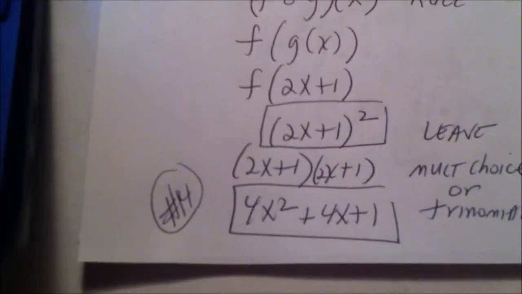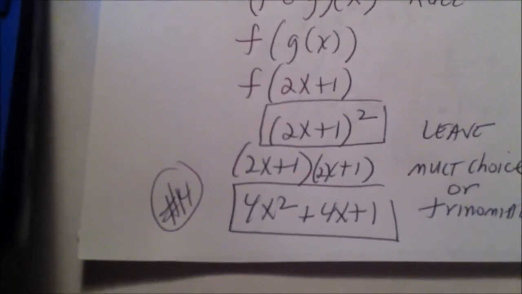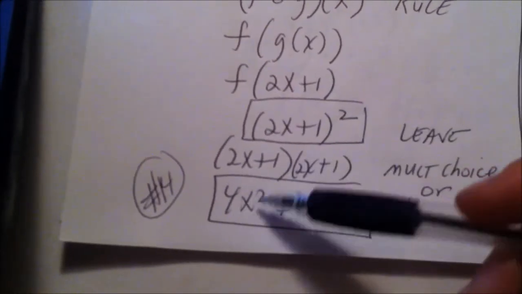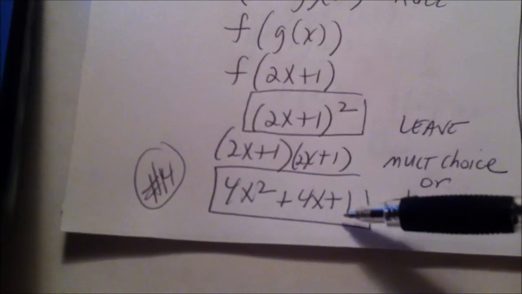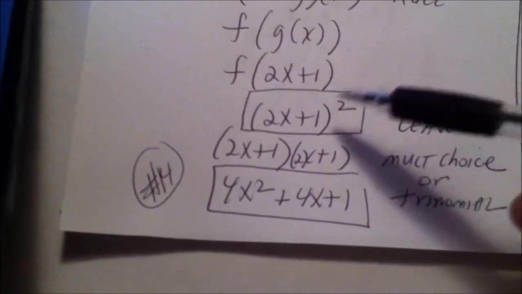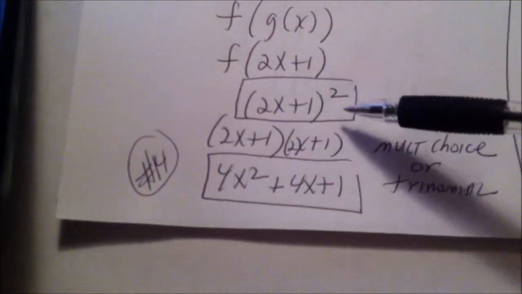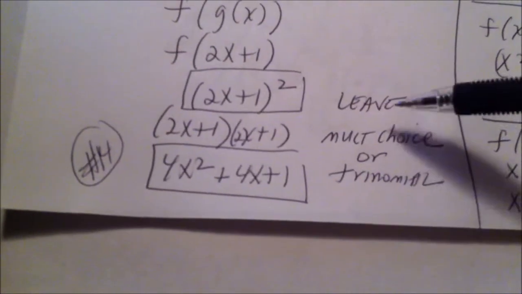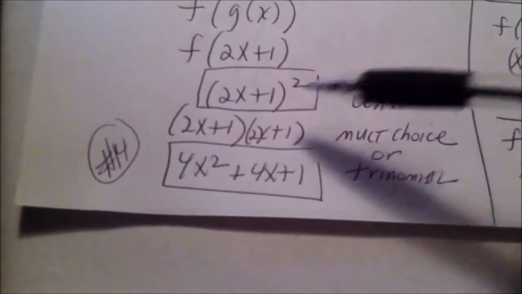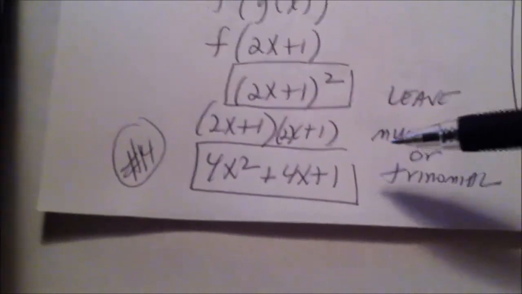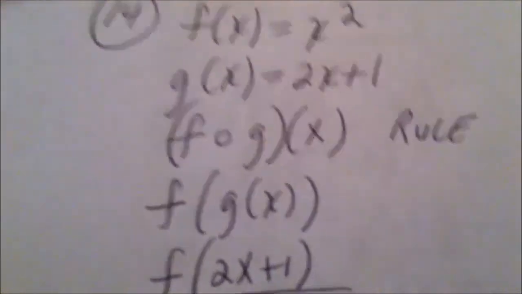The last one I saw on topic 1 for compositions was number 14. And either answer, 2x plus 1 quantity squared or 4x squared plus 4x plus 1, would have been acceptable. If it were a part 1, they definitely would have distributed. As a part 2, it's really not necessary, unless they said express as a trinomial, then you would have been forced to write it out twice and double distribute. Now I call this a composition rule, and I'll tell you why.